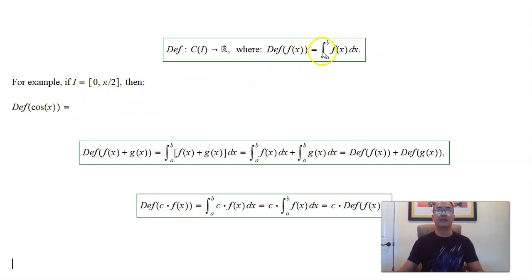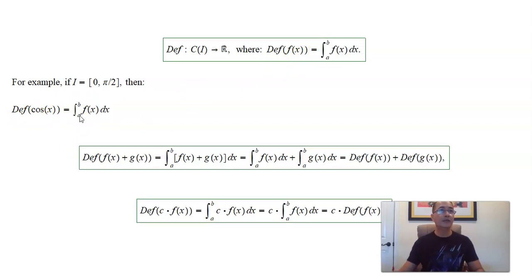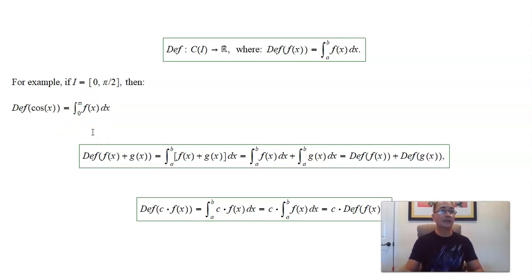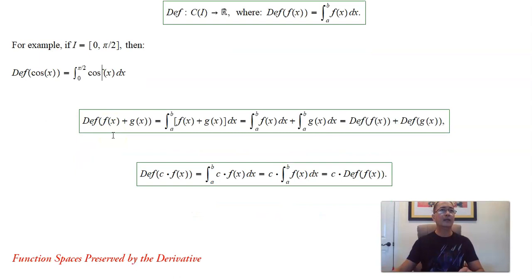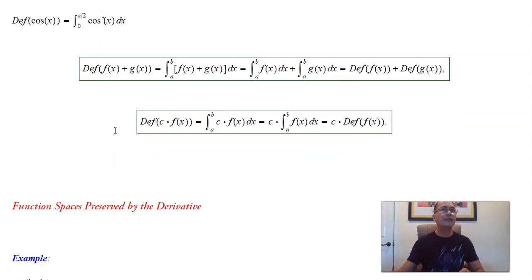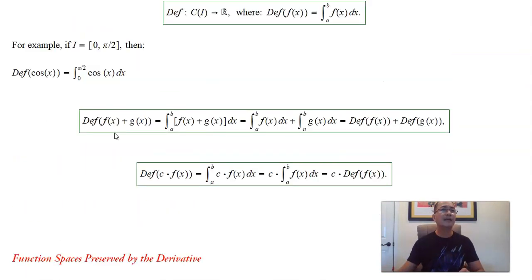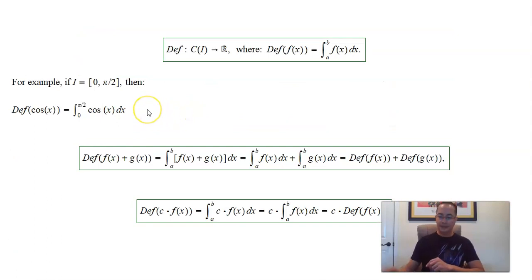of cosine x? Okay, so the formula says you take the integral from 0 to pi over 2 of our function, which is cosine of x. So I'll just copy that over here. Okay, so let me refresh the screen. There we go. Now it looks better.